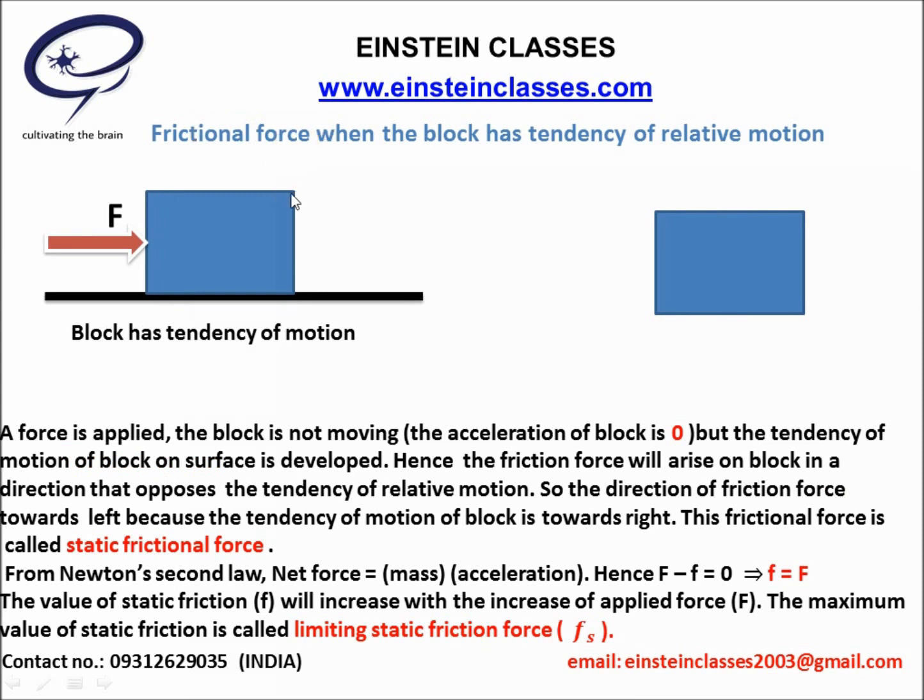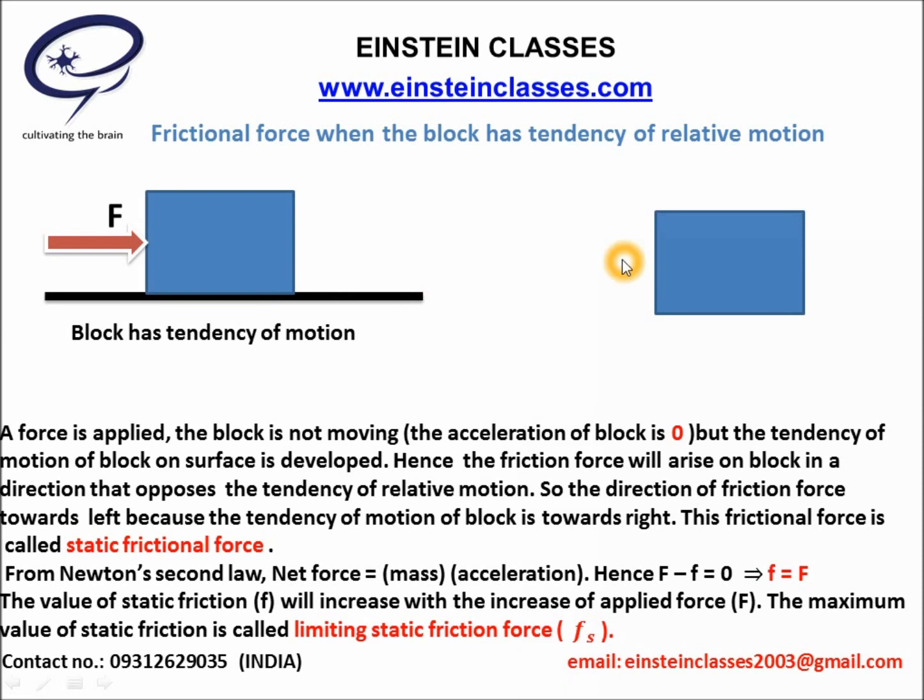Now we are going to calculate the frictional force acting on the block by the table. We have applied a force F, and by the application of this force we have produced the possibility of the motion of the block towards right. Hence the frictional force will arise at this point. Now we are going to draw the free body diagram of this block.